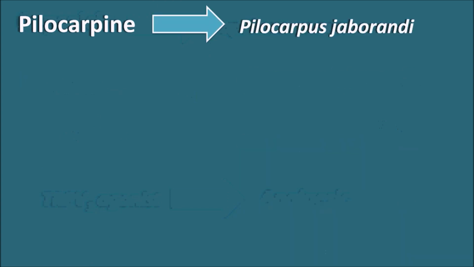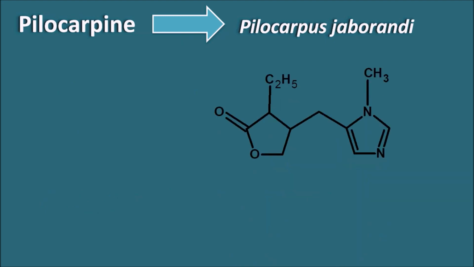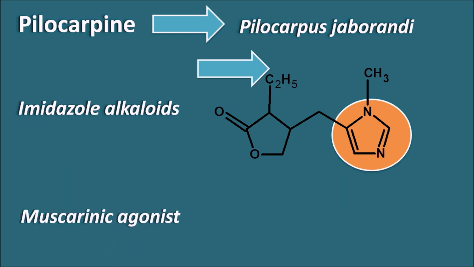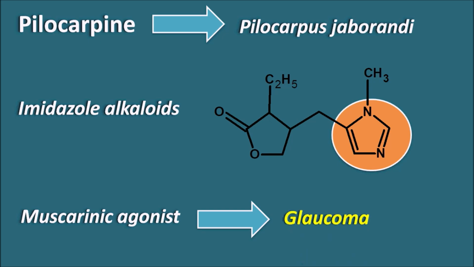Pilocarpine comes from Pilocarpus jaborandi, and it has the structure like this. What is the heterocyclic ring system it has? We can observe that it has the imidazole nucleus. So pilocarpine belongs to the imidazole alkaloids. This drug acts as a muscarinic agonist and increases cholinergic transmission, thereby it is used in the treatment of glaucoma. Pilocarpine is one of the drugs used in the emergency treatment of glaucoma and it can be used as eye drops, and it is one of the natural products among the muscarinic agonists.